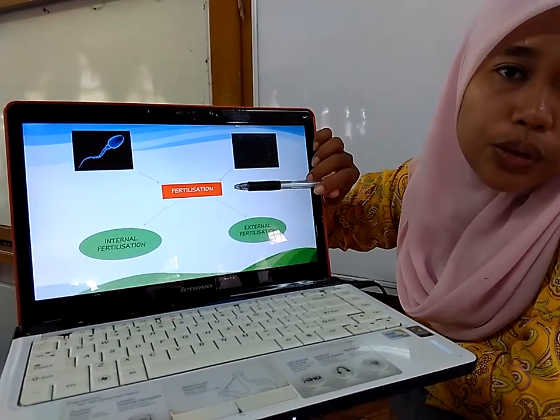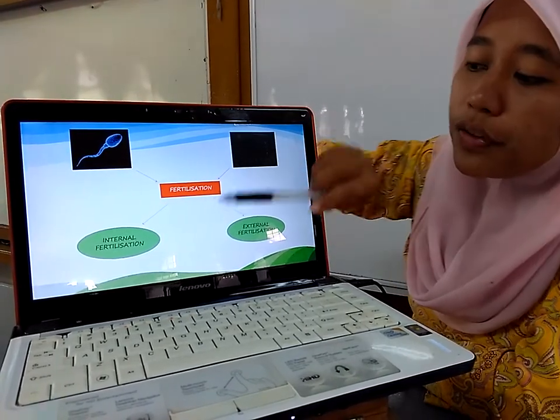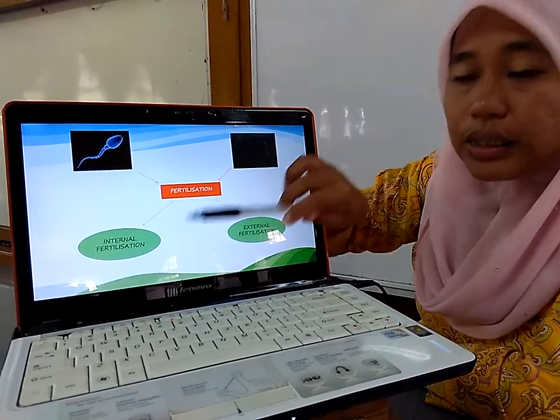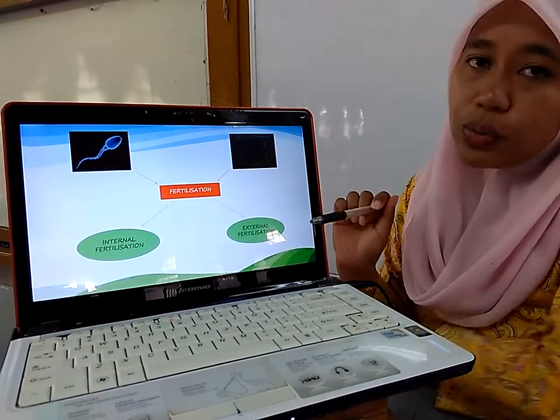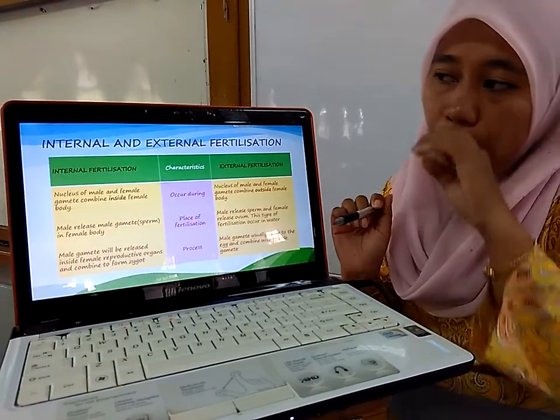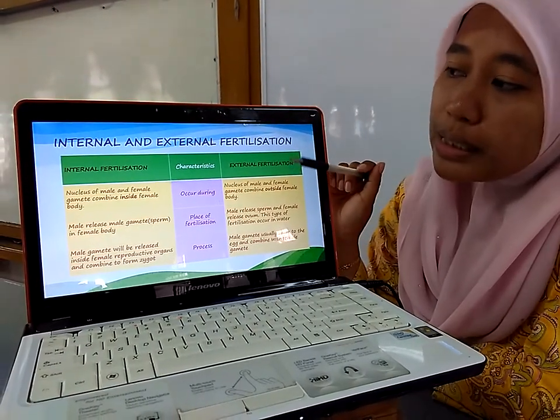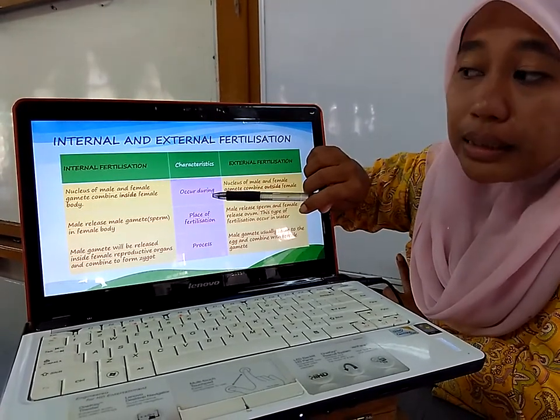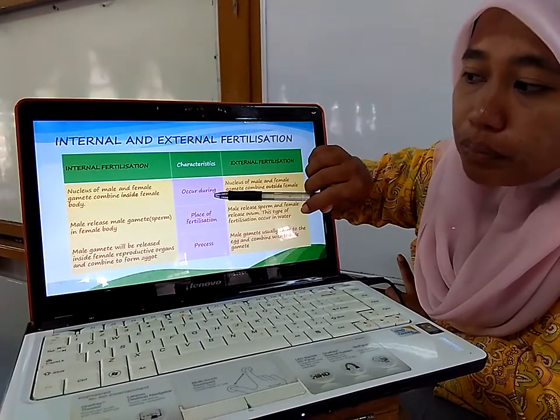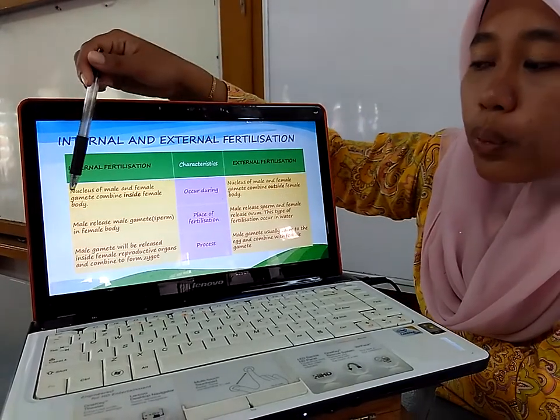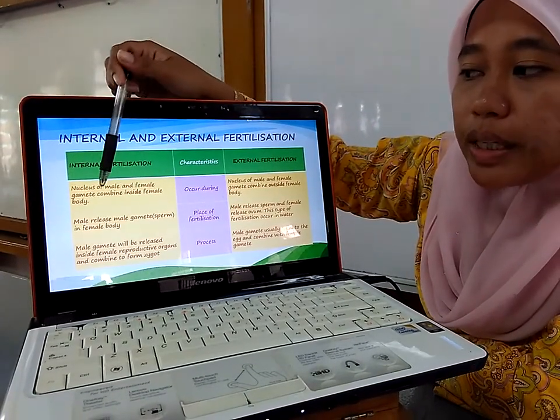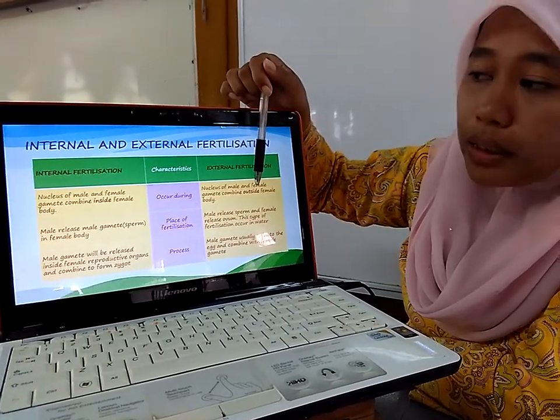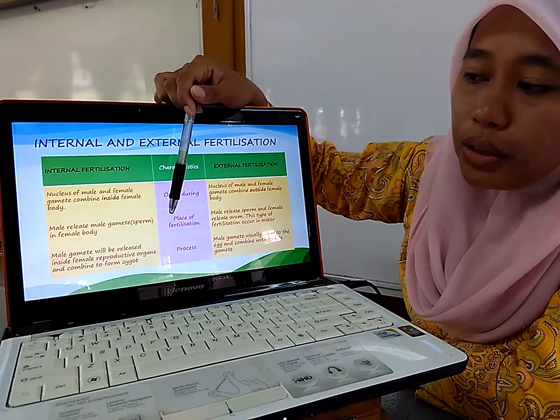Okay, and fertilization, we have two types of fertilization. The first one is internal fertilization and the second one will be external. Internal means inside, external means outside the body. So this is the comparison between internal and external fertilization. So when does internal fertilization occur? Okay, it will occur when the nucleus of male and also female gamete combine inside the body, but external will be outside the body. Okay, where does it occur?